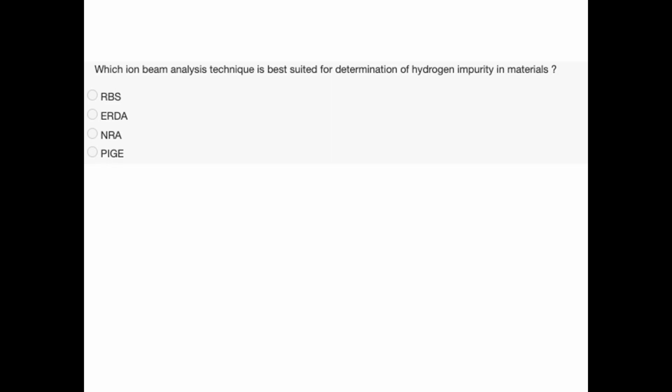Going to the next question: which ion beam analysis technique is best suited for determination of hydrogen impurity in materials? I think it is RBS. What is RBS? Rutherford backscattering. What happens in that? So we are able to measure the angular distribution of the ejectiles. But I'm not completely sure. So basically, Rutherford scattering is also known as high energy ion scattering spectrometry. So what happens in an RBS?